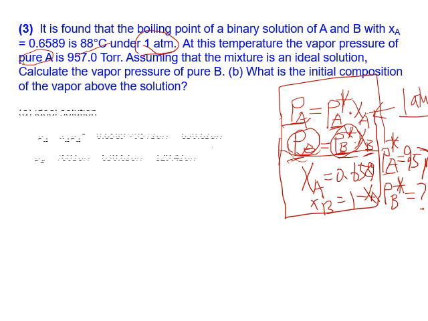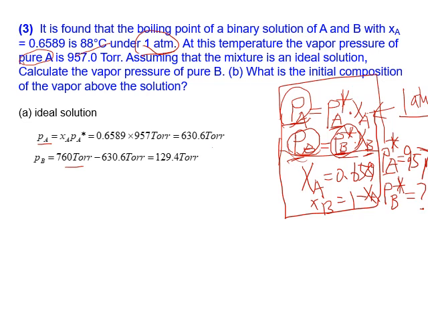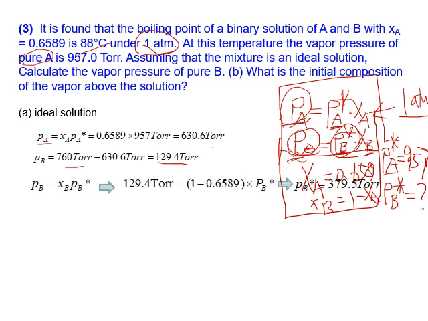So use Raoult's law. First calculate the pressure of A above the solution. Then use the total pressure, which is 1 atmosphere, or 760 torr, minus the vapor pressure of A, to give you the vapor pressure of B. Then use Raoult's law again. In this equation, this is unknown and this is calculated, so the vapor pressure of B when it's pure can be calculated.